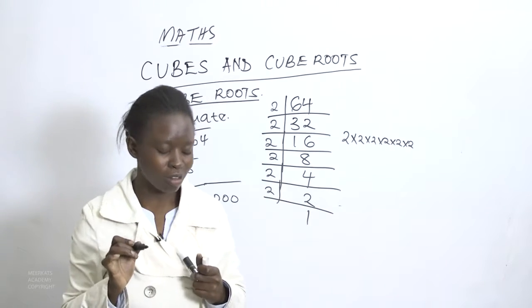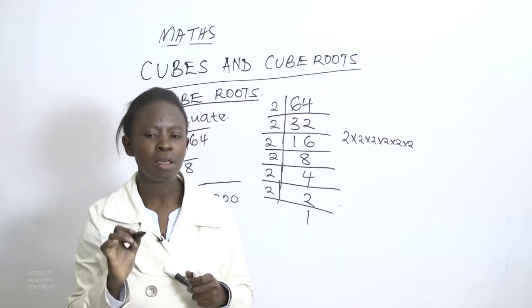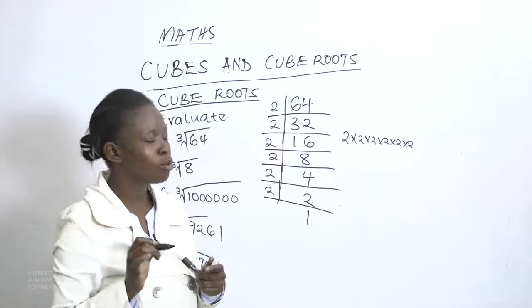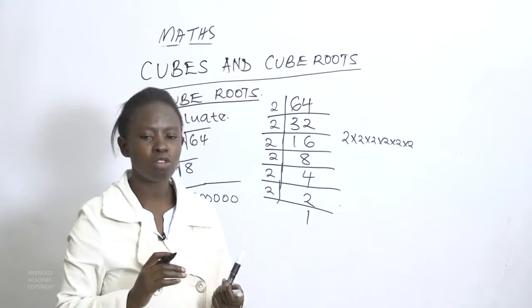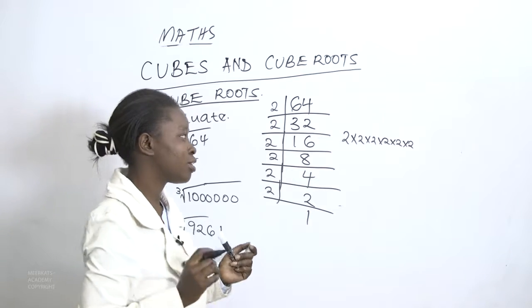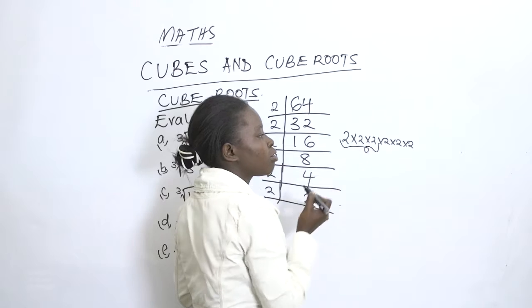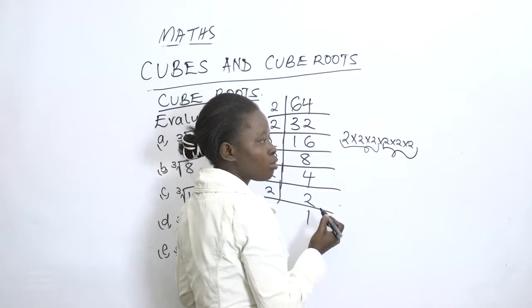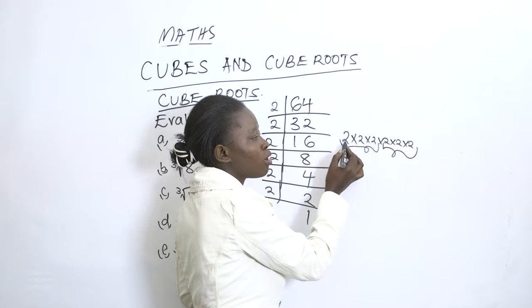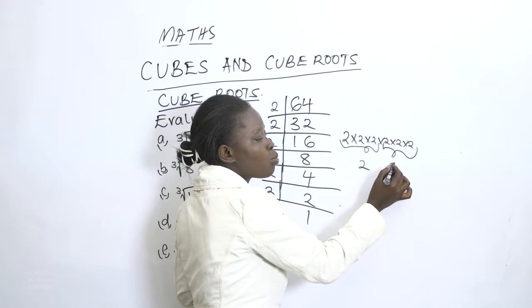Then the cube root is that number that is multiplying itself repeatedly 3 times. So I want to group my 2's in a manner that I'm having the 2 repeating itself 3 times. This is the first group, then the 2 repeating itself 3 times. So it means the cube root in my first group will be 2. The cube root in my second group is 2.